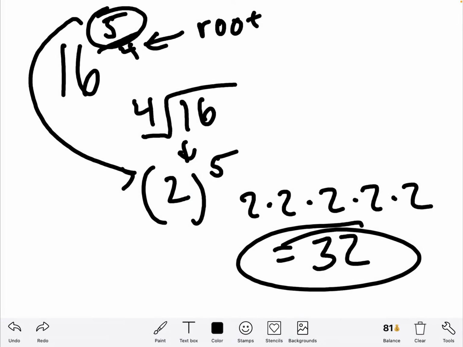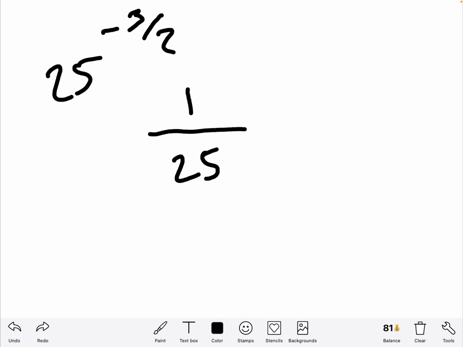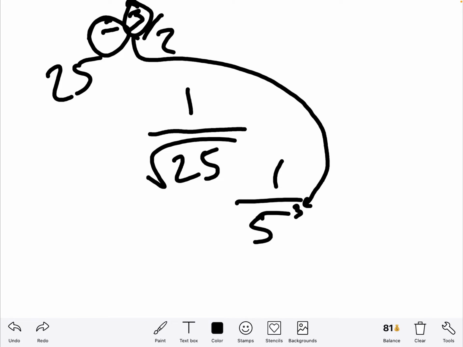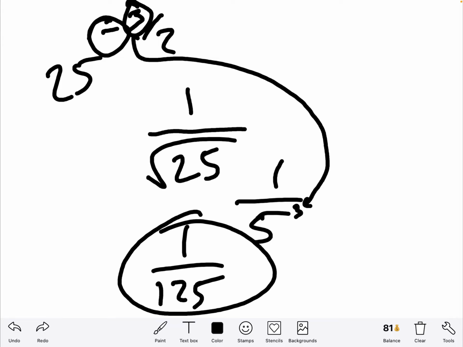And let's say you have a negative, like 25 to the negative 3 over 2. What you're going to do is the same exact steps that we did, but it's going to look like this, because remember, we're doing the reciprocal. So that's what this is going to look like. Go 1 over the square root of 25, which is 5, and then you're going to take this 3 and put it right there. And it'll be 1 over 125 should be your answer. Shouldn't be a negative. That should be your answer.